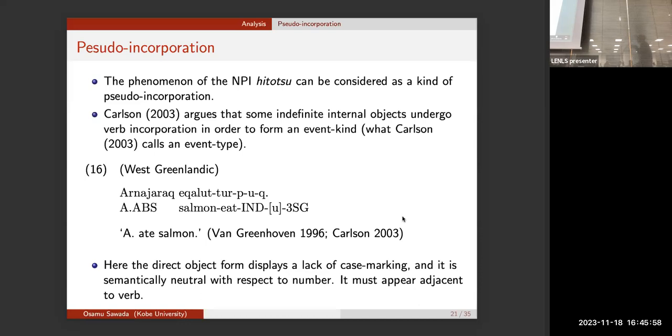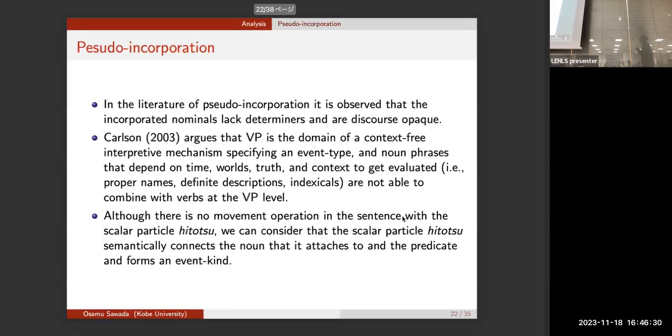I don't know all about this language, but this sentence is interesting in that the direct object, here 'A ate salmon'. So here salmon lacks a case marking and it is semantically neutral with respect to number. So it's like salmon is a kind nominal and it must appear adjacent to the verb. So salmon and eat form a single constituent. In the literature, it's often observed that the incorporated nominal lacks a determiner and is a bare noun.